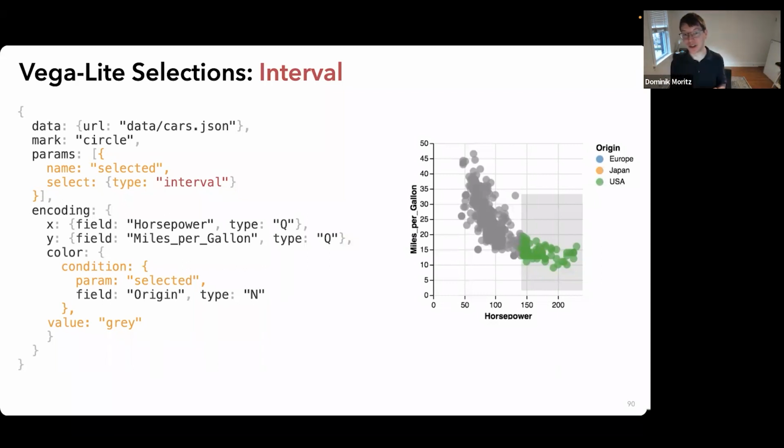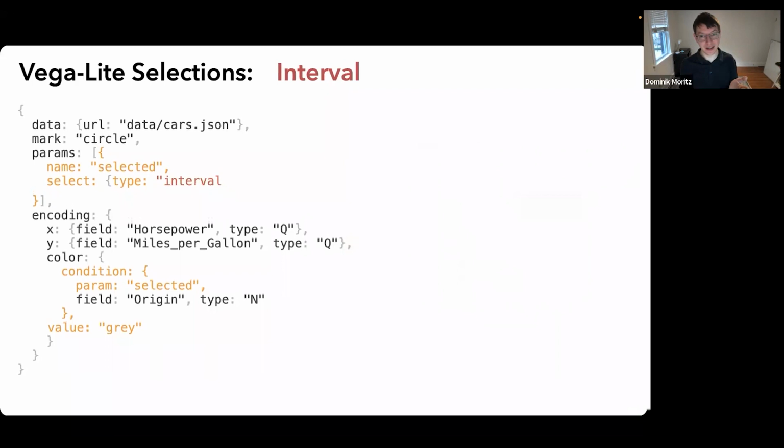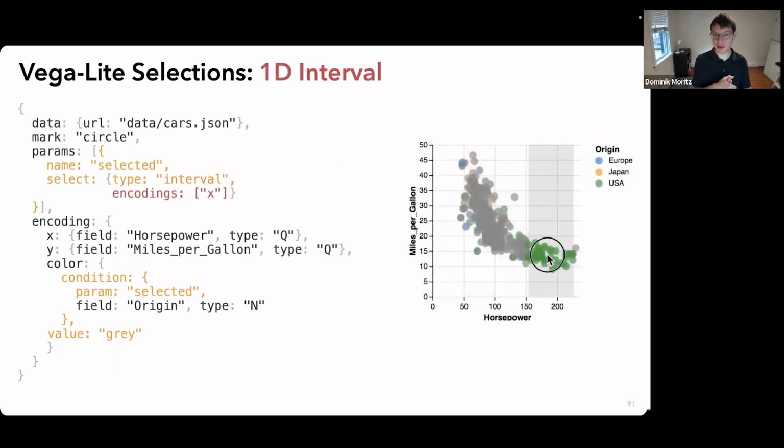That's done using something called selection projection. Let's look at that in action. One way we can restrict a selection is by, instead of saying it should be on X and on Y, saying we only want a one-dimensional interval. So here we're saying the encoding of the selection should be restricted to X. Now you get a brush that can only be moved along the X-axis, but not the Y-axis. And so the filtering condition becomes a simpler one.